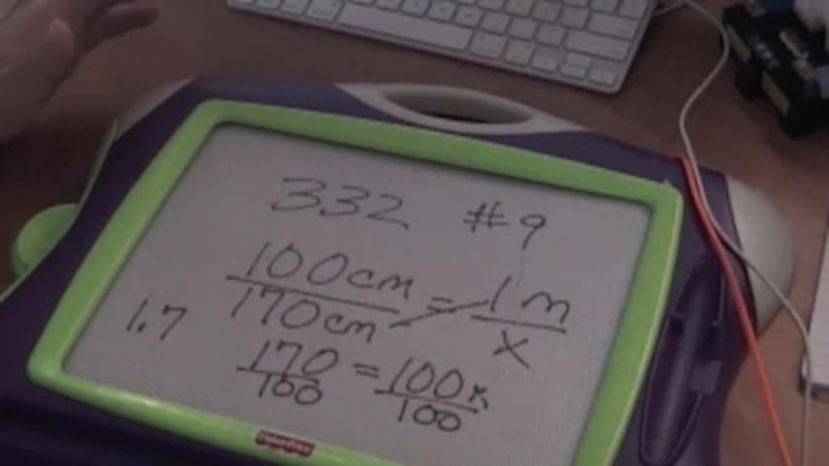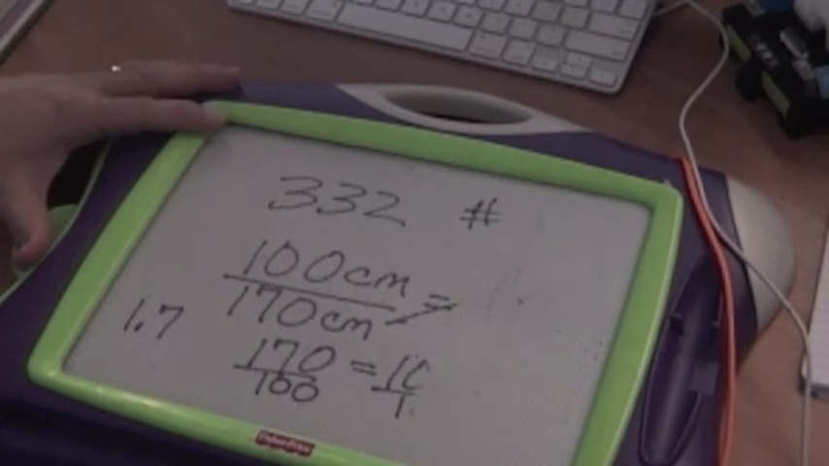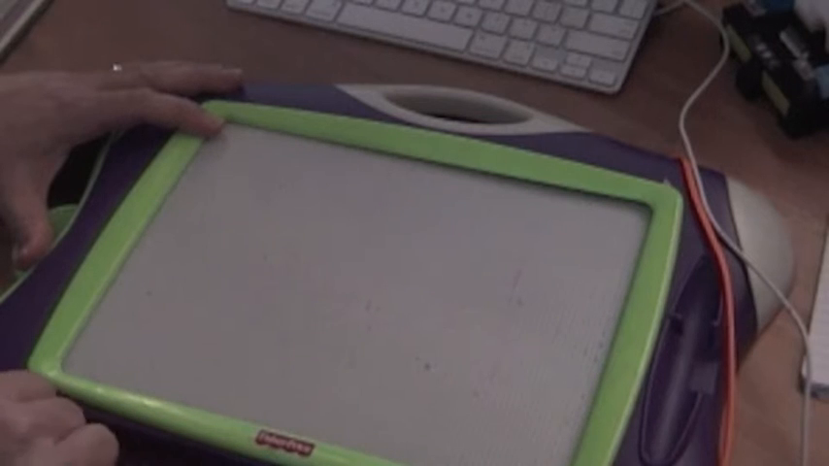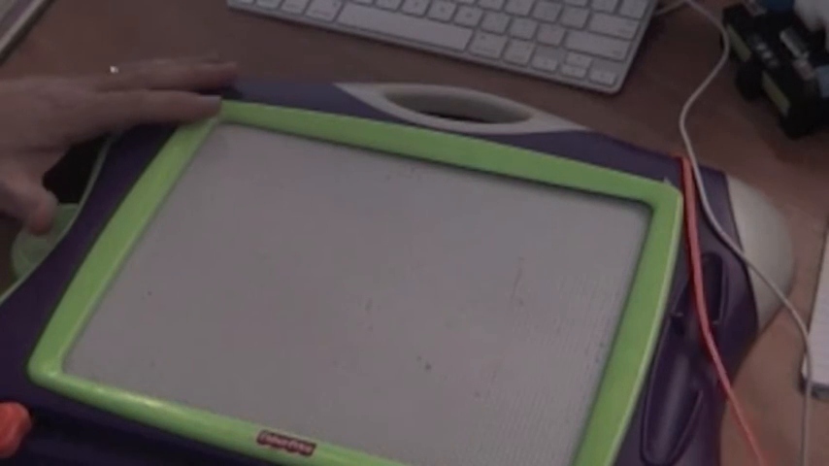For proportions, it's all in the setup. If you can get the setup correct, everything else is fairly easy. It's pretty much the same steps time and again. Cross multiply and then divide.